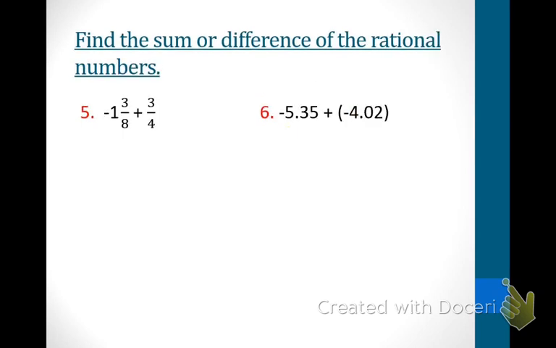Okay, for problem 5 and 6, it says to find the sum or difference of the rational numbers. So Madison, help me out. What do you think I should do first with problem number 5?